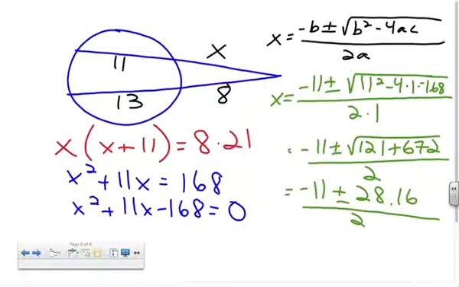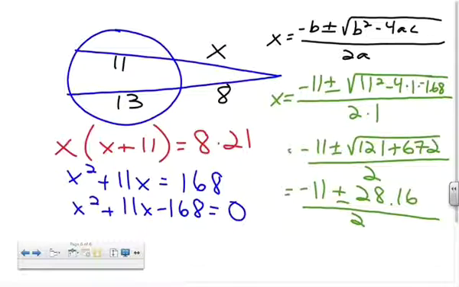And I'm waiting for it to occur to someone. No, the negative 11 doesn't have anything to do with the plus or minus. Think about what these 2 solutions are. Listen to what I described. I'm going to take this negative 11 plus 28.16 and then divide that by 2, and that's one possible value for x. And then I'm going to take that negative 11 and subtract 28.16 and divide that by 2, and that's another value for x. No, they're both going to be x.